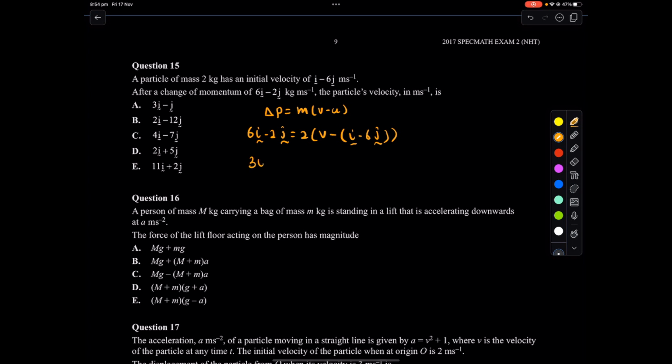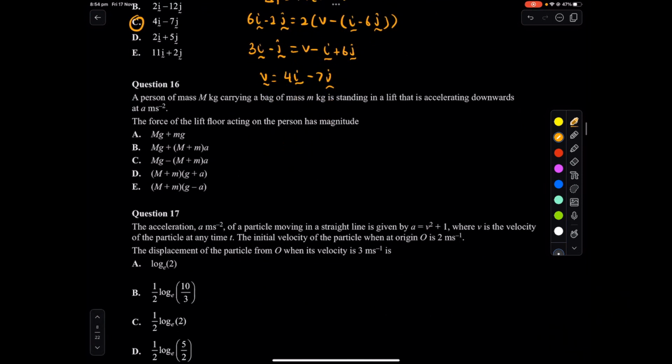This here we can write as 3i minus j is equal to v minus i plus 6j. So v, your final velocity, is going to be 4i minus 1 minus 6, so minus 7j. Which one does that look like? Looks like C is your answer for that one.